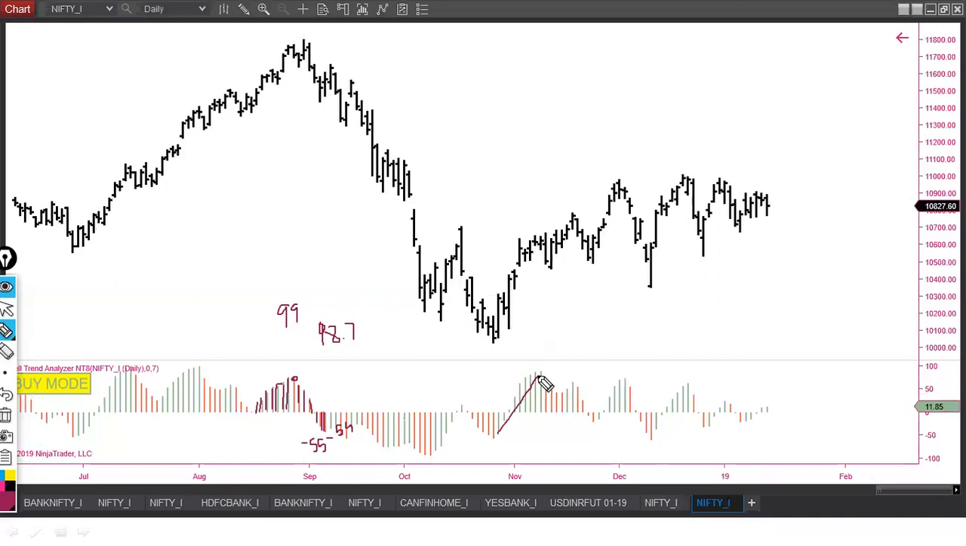Okay. Sir, without this analyzer, there is one more lesser variant of it. It's closely equivalent to this. We call that Hull of RSI.